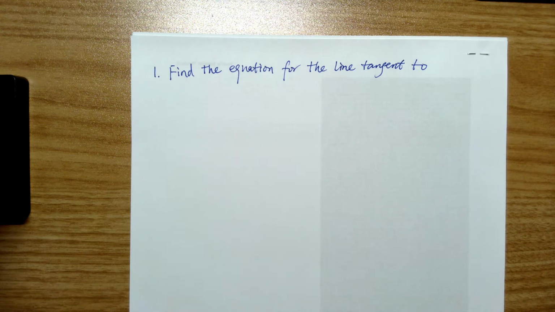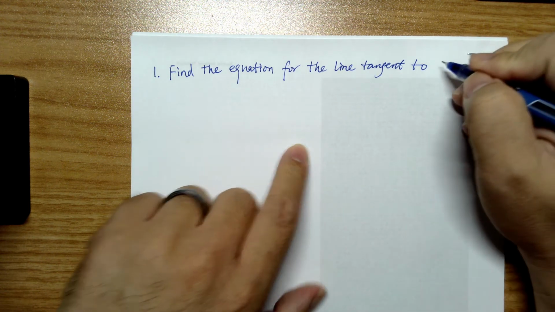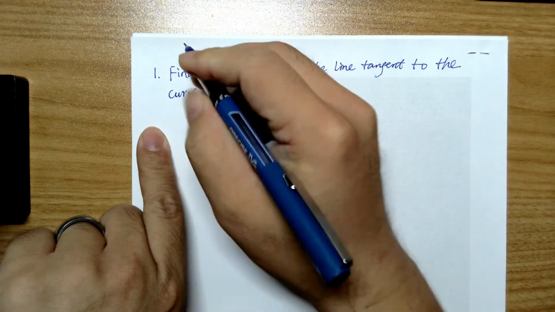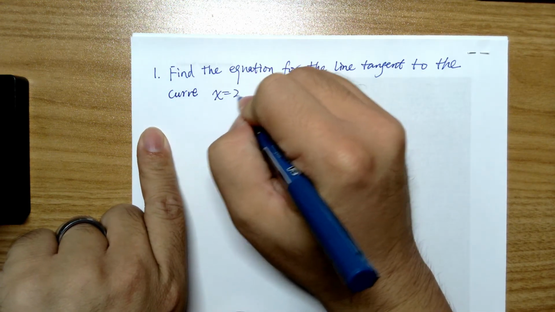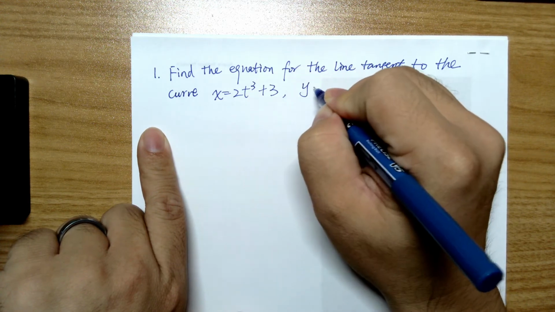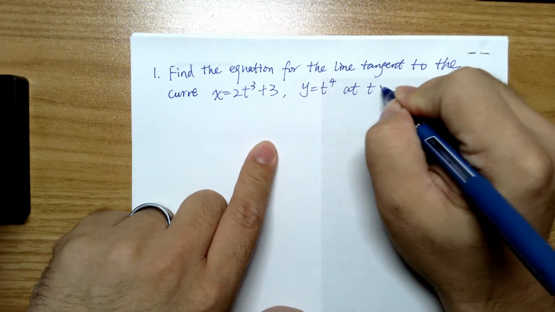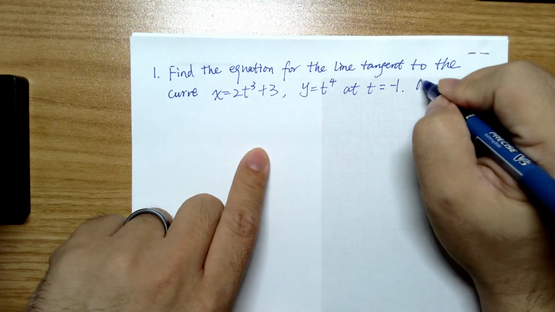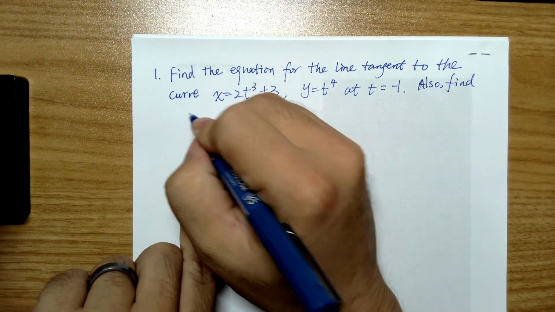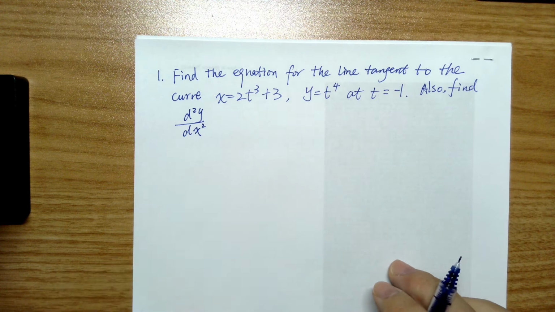Alright, so let's look at the first question. Find the equation for the line tangent to the curve x equals 2t cubed plus 3, y equals t to the fourth, at t equals -1. Also find the second derivative. Okay, so that's the problem.